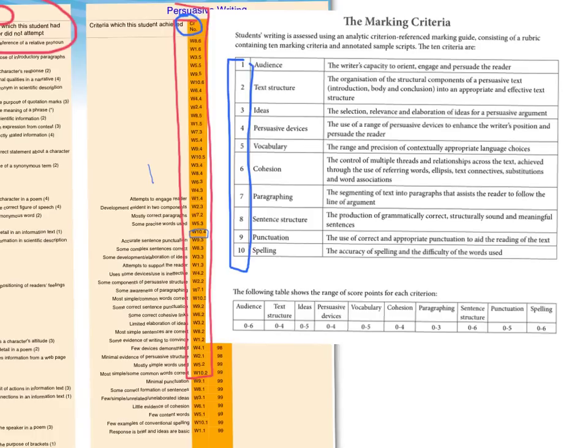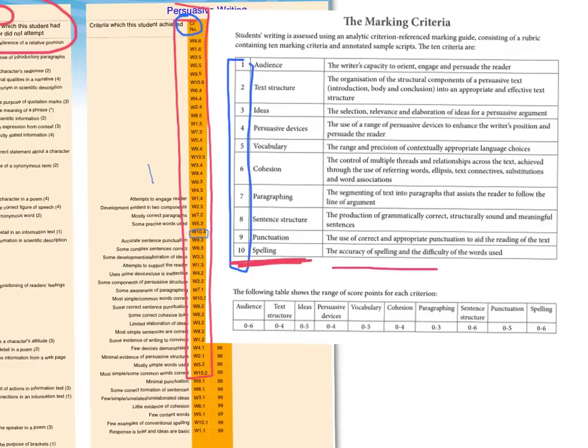Criteria number 8, which would be W8 on your persuasive writing results, is sentence structure. How well did you actually produce grammatically correct, meaningful sentences? And W10, which is the one we're going to be focusing on here, is spelling.